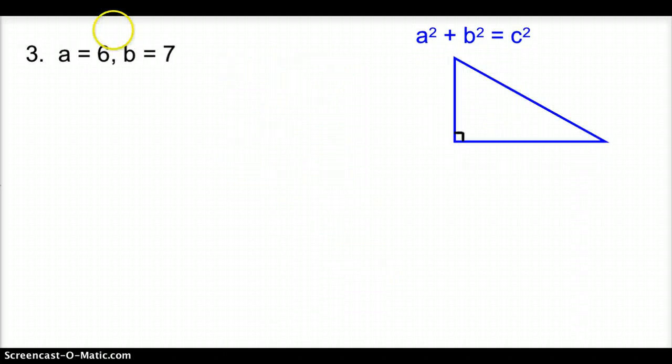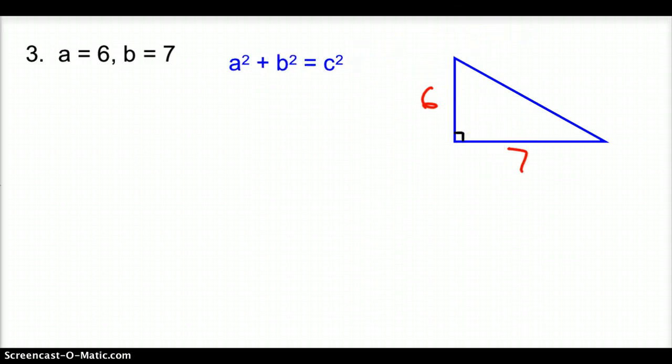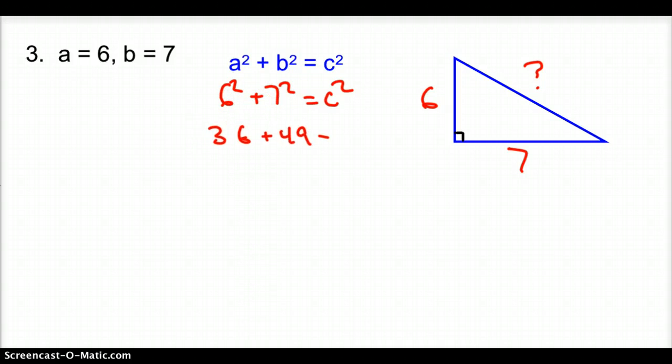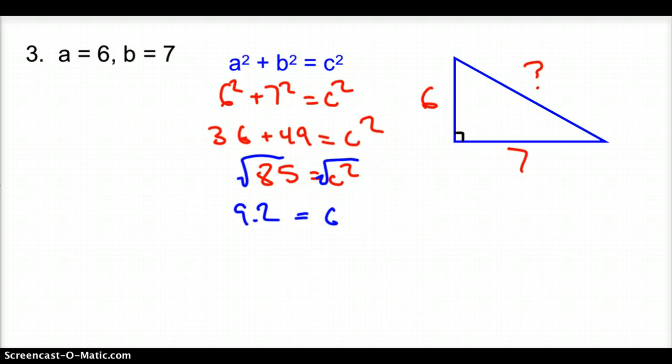Next, one more. Here we have a and b. If you want to, you can draw a triangle and put it down. Where are your a and b? It's 6 and 7. Go ahead and plug that right into your formula. So we have 6 squared plus 7 squared equals c squared, because we do not know what c is. Now we multiply everything out. 36 plus 49 equals c squared. 85 equals c squared. How do you undo a square? You have to square root it. So we square root both sides to get c all by itself, equals 9.2.